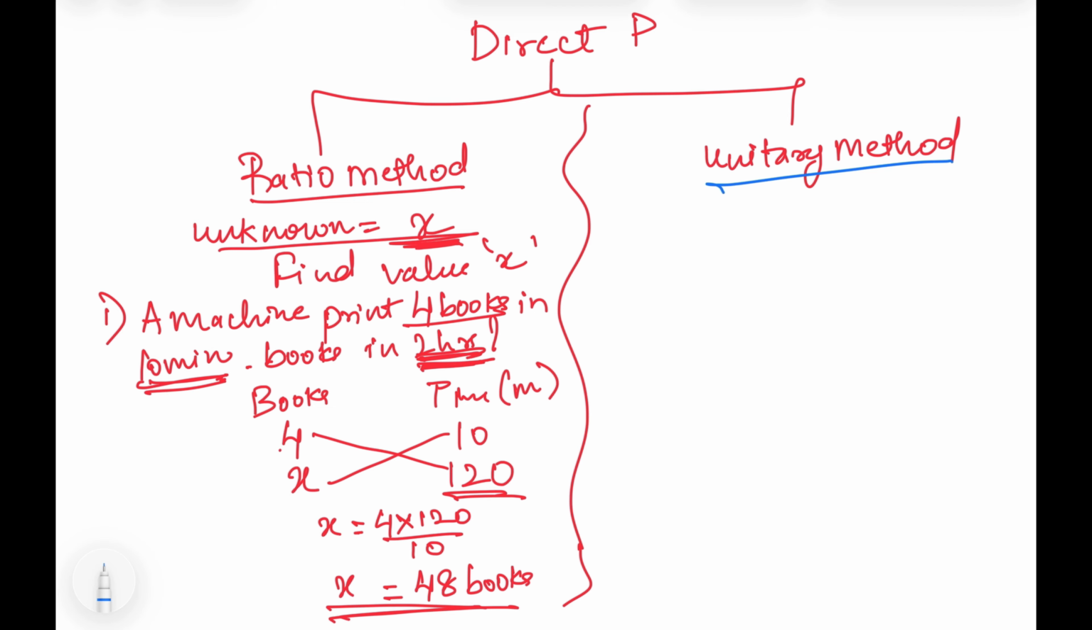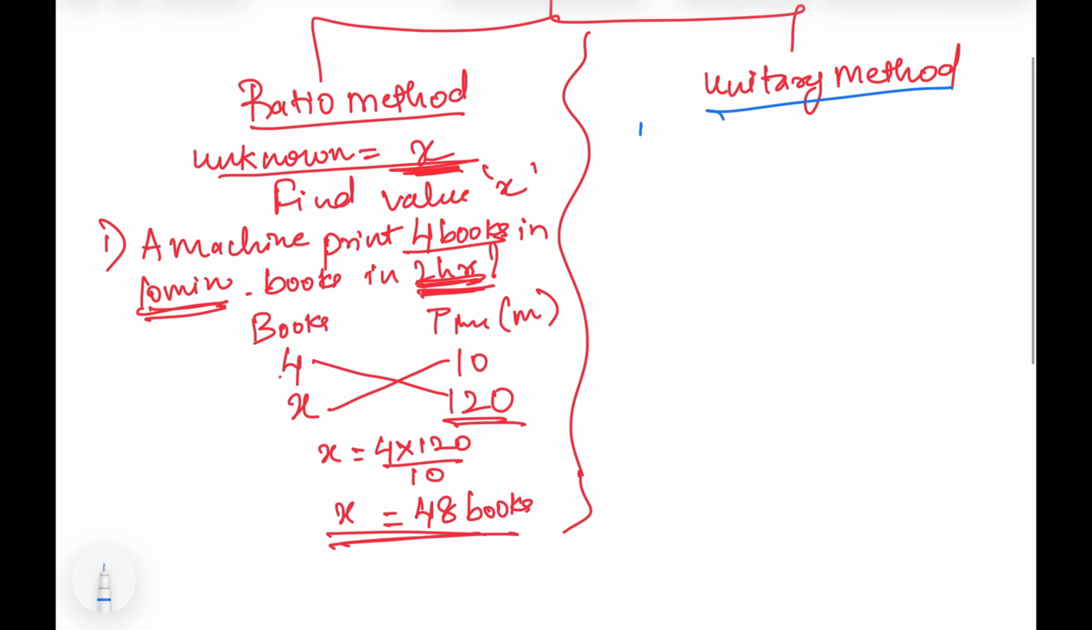What is the difference here? Here we don't take any x or something. What do we do? There are 2 simple steps to follow. First step is divide and the other step is multiply. And always, whether it is any question, you follow the same steps. First divide, then multiply.